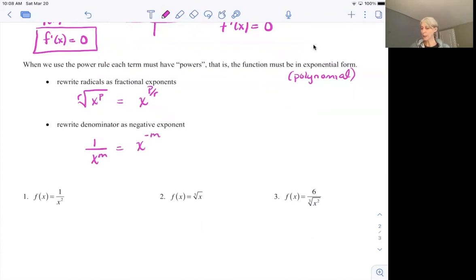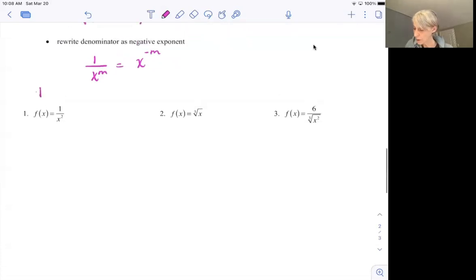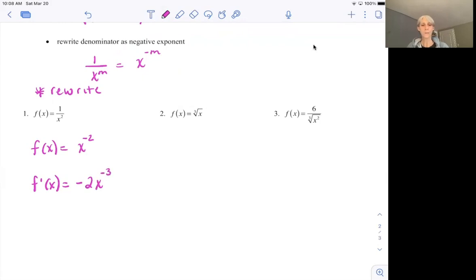So let's just do a couple of quick examples here, and then we'll do some longer, more complicated things in just a minute. So if f of x equals 1 over x squared, with these problems, you're always going to rewrite in the proper form. Before we can take the derivative, we have to rewrite the original function. So 1 over x squared is just x to the negative 2. Now I can take the derivative. So be careful of your notation. This is my derivative step. Negative 2x to the negative 3rd power.